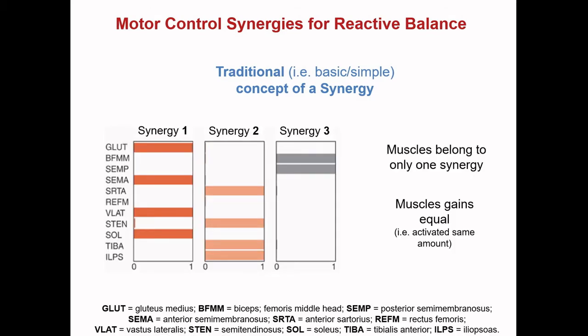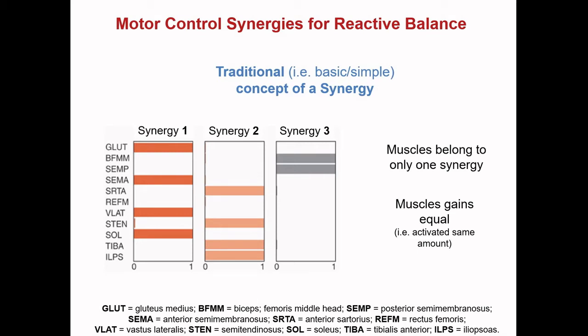There are different ways of understanding exactly what a synergy is. The easiest and simplest theory of what a synergy is assumes that a particular muscle can only belong to one synergy, and that each of the muscles within a synergy have the same gain on them. The word gain is used to refer to the amount of activation. A high gain refers to a high level of activation, a low gain refers to a low level of activation.